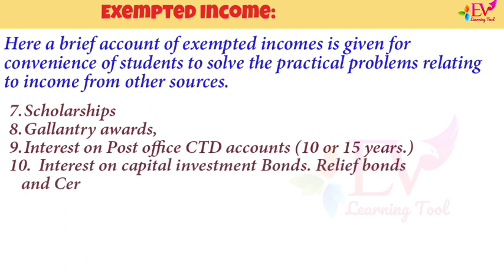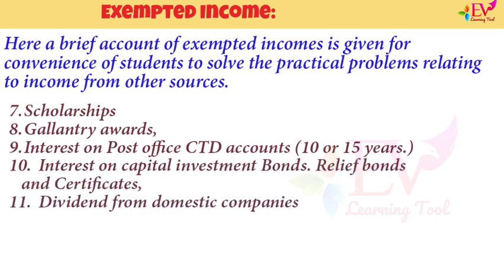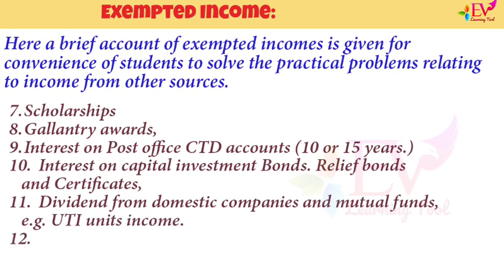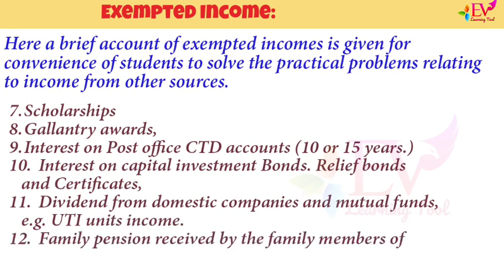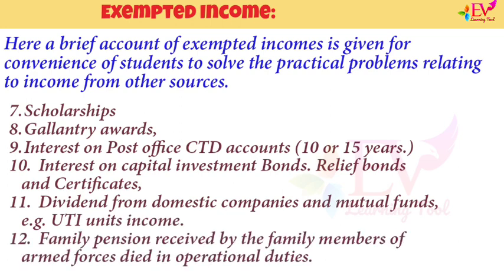9. Interest on post office CTD accounts, 10 or 15 years. 10. Interest on capital investment bonds, relief bonds and certificates. 11. Dividend from domestic companies and mutual funds, for example UTI units income. 12. Family pension received by the family members of armed forces personnel who died in operational duties.